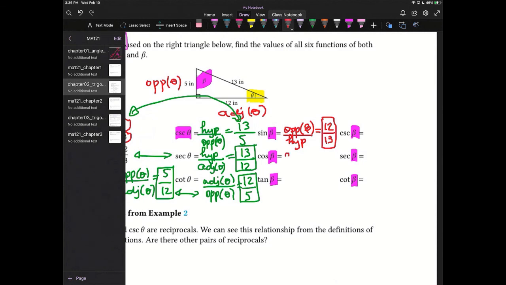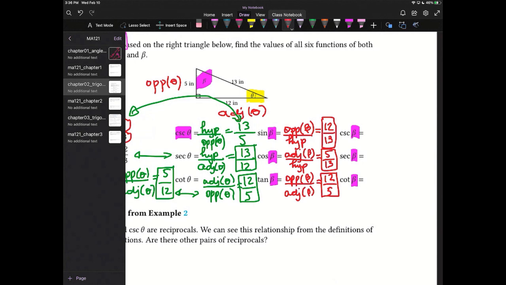Cosine of angle beta is adjacent divided by hypotenuse. Adjacent, meaning the side next to the angle that forms the angle, is 5, and we divide by the hypotenuse, which is 13. Now we move on to the tangent of angle beta. Tangent is opposite over adjacent. The opposite side is 12 inches, and the adjacent is 5.